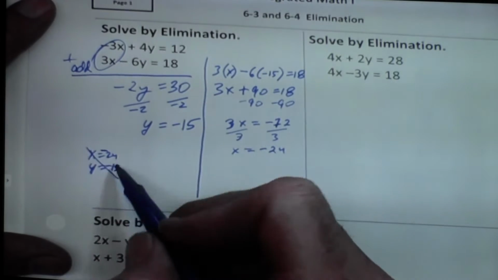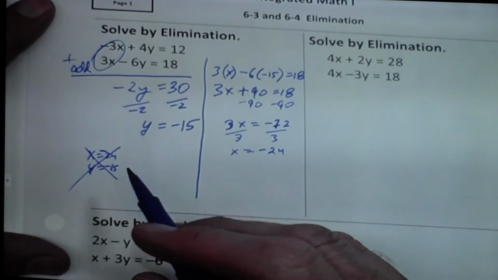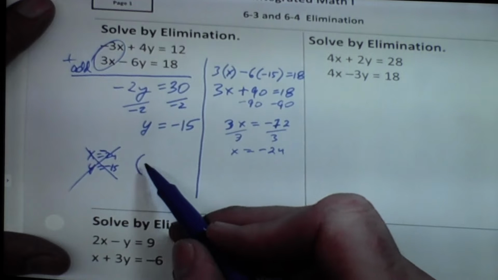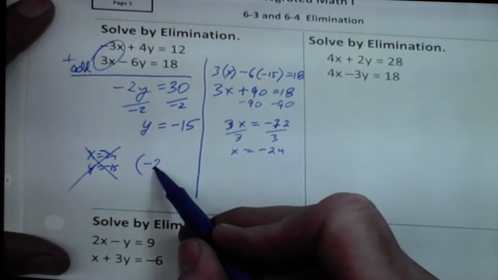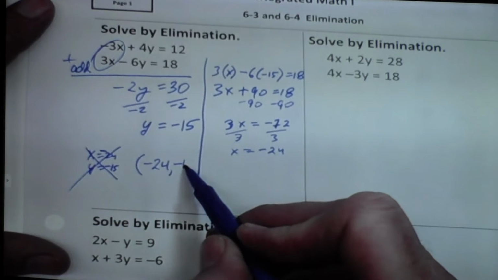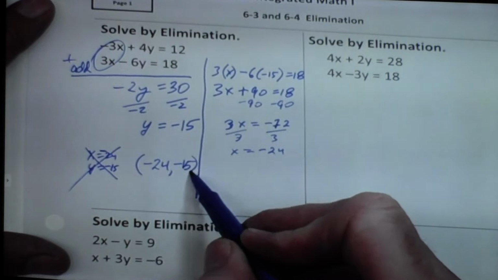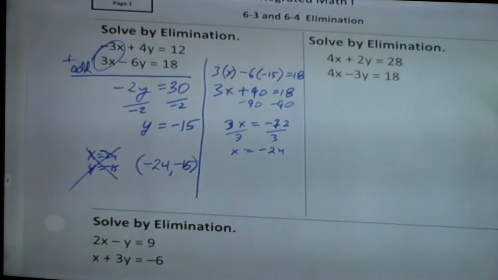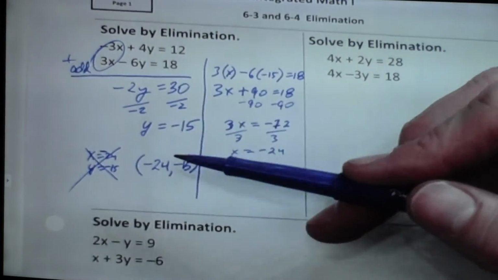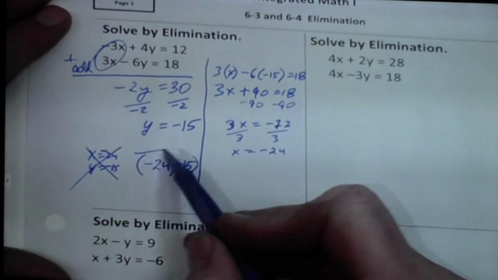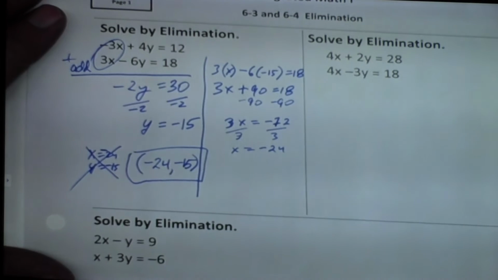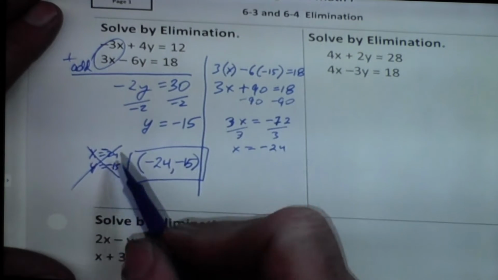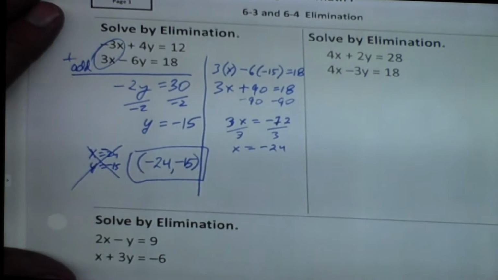But that's not the answer because it's not in the correct format. You need to put it so you have the x value followed by the y value in parentheses to show that it's an actual point on a graph. It's the coordinate point where these two lines actually intersect. And that would be our answer in the correct format for it. If you do it like this, you will lose a point on my tests.